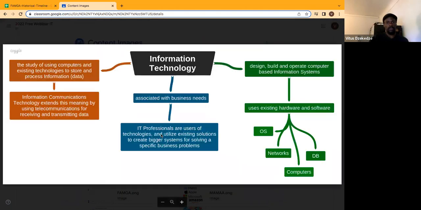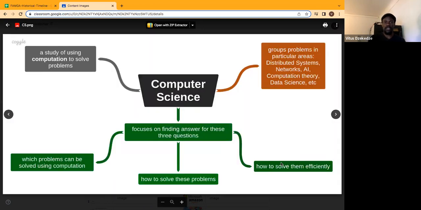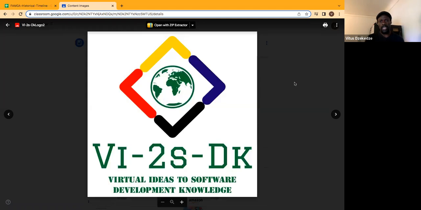Okay. So these are the different things that you get to do in IT. Communication, you're going to study that, data processing and how it associates with business needs. And then obviously using hardware and software, which is focused on computer science. That would be operating systems, databases, networks, servers, and so on. But then computer science on its own, you learn how to compute, how to solve problems, how to find algorithms, and it could be in different areas, in distributed systems, in networks, in computer theory, in data science, or in artificial intelligence. Okay, so hopefully that explains the difference between computer science, information technology, and information systems.